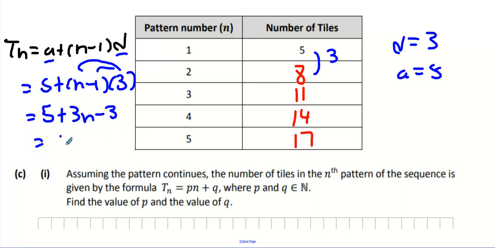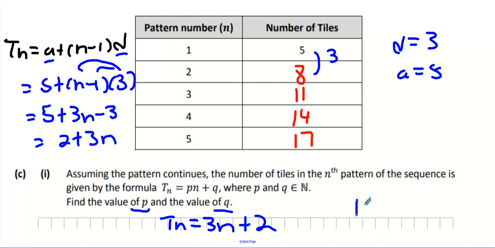And what do we get? 2 plus 3n, or you could rewrite it as 3n plus 2. Have I obtained full marks by the description of the question? Reread it. Read the very last line. P equals 3, Q equals 2. I'd probably really have to spell it out for them. Is that okay with you guys?